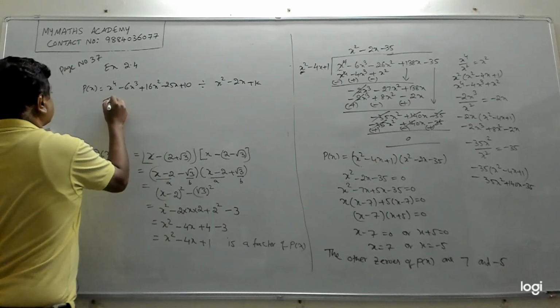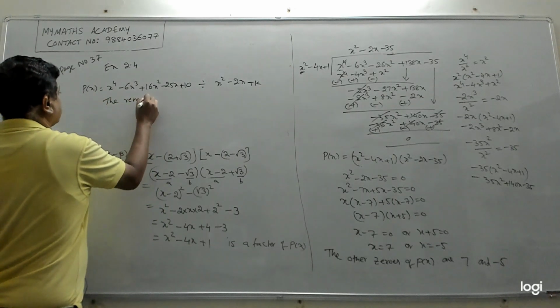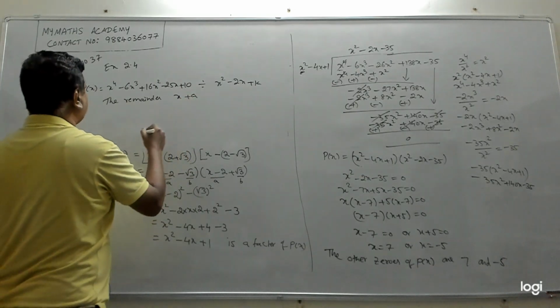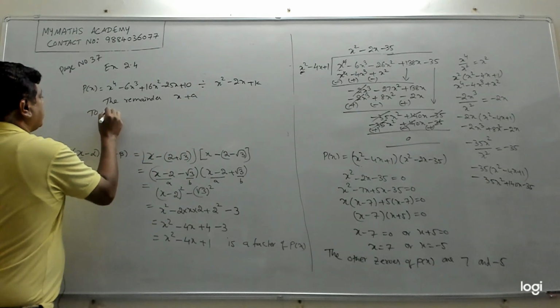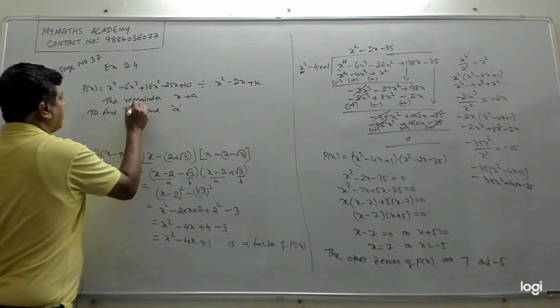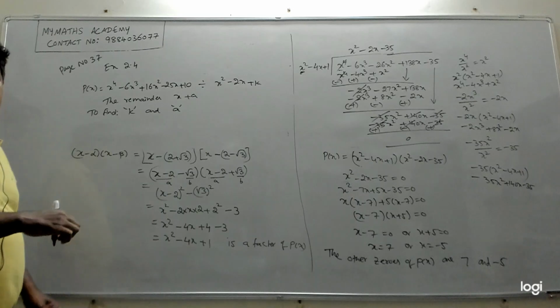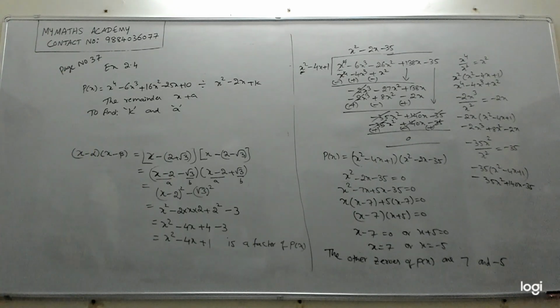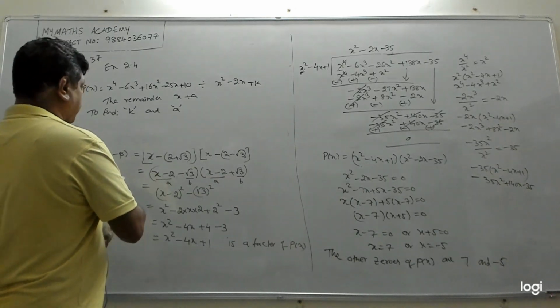The remainder is x plus a. Now we should find the value of, what we should find? To find the value of k and a. What is the value of k? What is the value of a? We have to find this. Right? So for this, what we do is, we will do long division again. Fine.